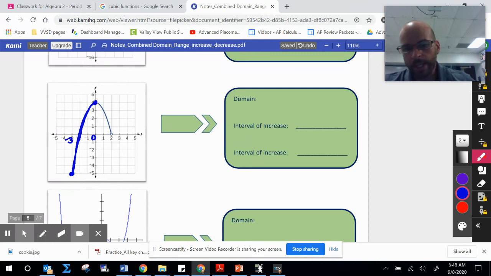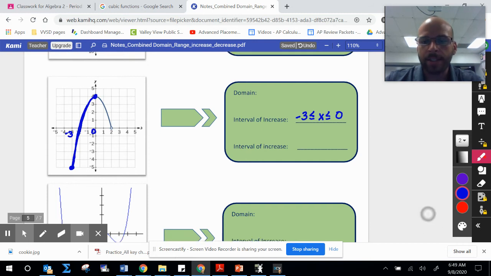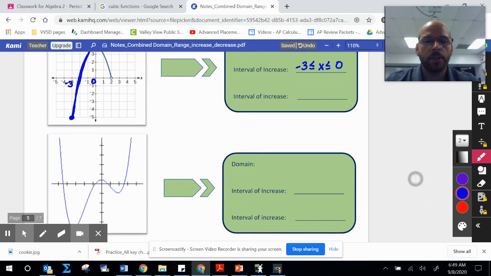Okay, then it starts going down. That's decreasing. That will be next. So my interval of increase is going to be from negative 3 all the way to 0. Now, I understand it goes to a height of 4, but that's not how we indicate interval of increase or decrease. We use the x value of that point, okay? And it hits the y-axis. The x value of any point on the y-axis is 0.